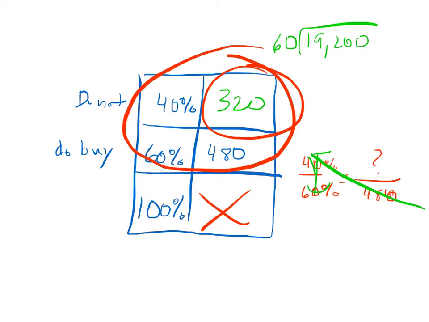It's always good to ask yourself again, does this look like it makes sense? This is 60%, this is 40, so this is a little more than half, a little less than half. So this number should be a little bit more than this number, and that seems to fit into the picture.